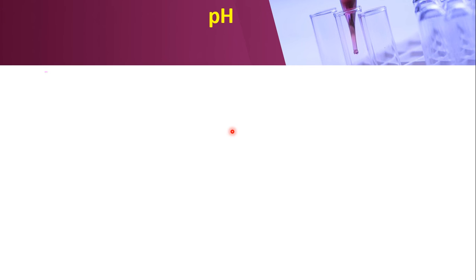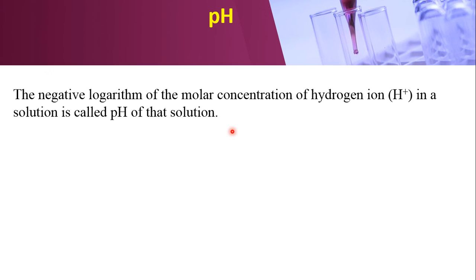So to handle this problem, a Scandinavian chemist, Sorensen, in 1909 introduced a new unit called the pH scale. He also introduced pH to express hydrogen ion concentration. Now what is pH? The negative logarithm of the molar concentration of hydrogen ion in a solution is called the pH of that solution. That means pH equals minus log concentration of hydrogen ion.